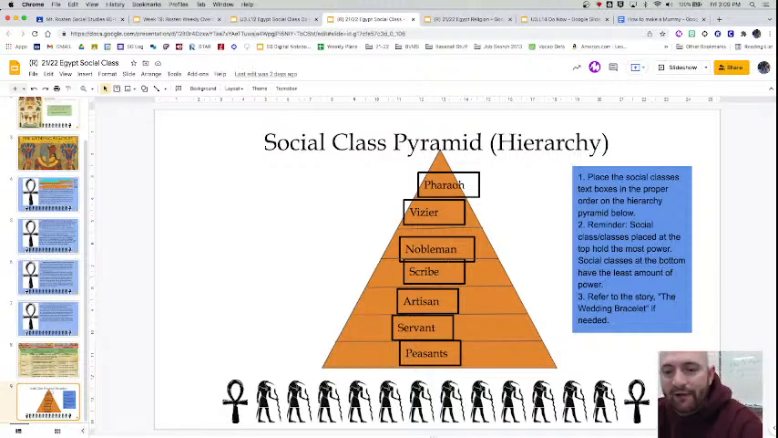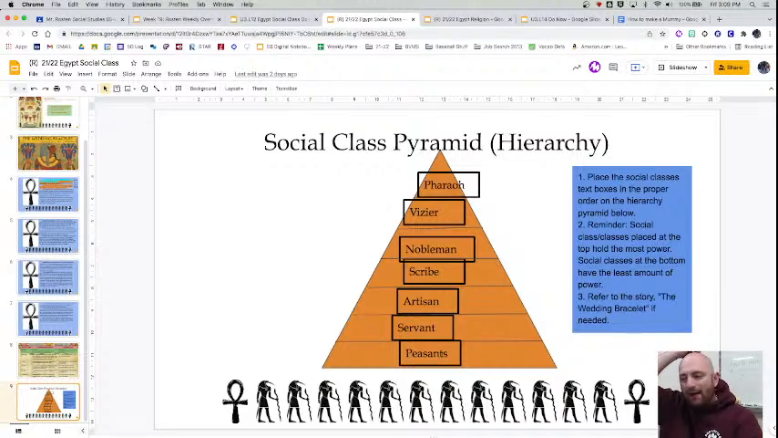We then have scribes. Scribes, the educated folk, right? The ones who write down and take down all the records. We then have artisans, the creative people, the people who create things like jewelry, like statues, like monuments. The architects too, right, who created the pyramids and the temples that the pharaohs built. Then we have the servants and the peasants, right?